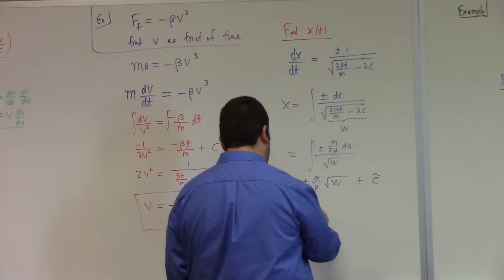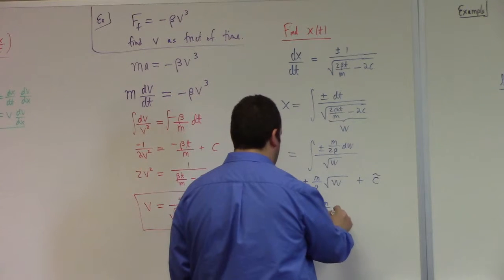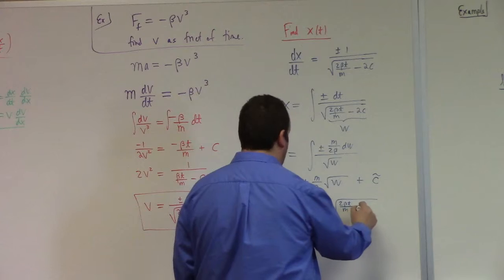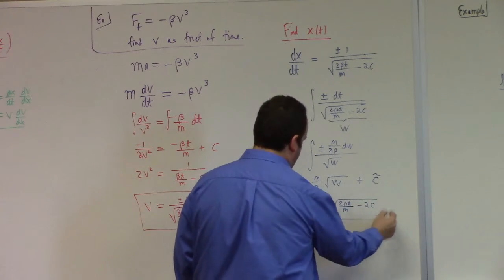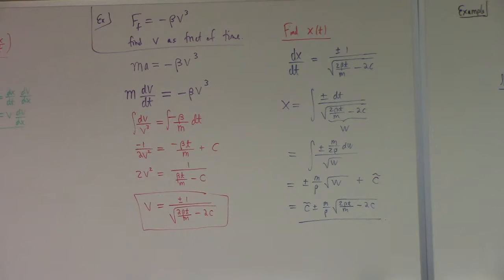And so there you have it. c tilde plus or minus m over beta square root of 2 beta t over m minus 2c. There's the position as a function of time if we have a cubic dependence of the friction force. Every once in a while I will say something like, we need differential equations to treat friction. This is what I'm talking about.